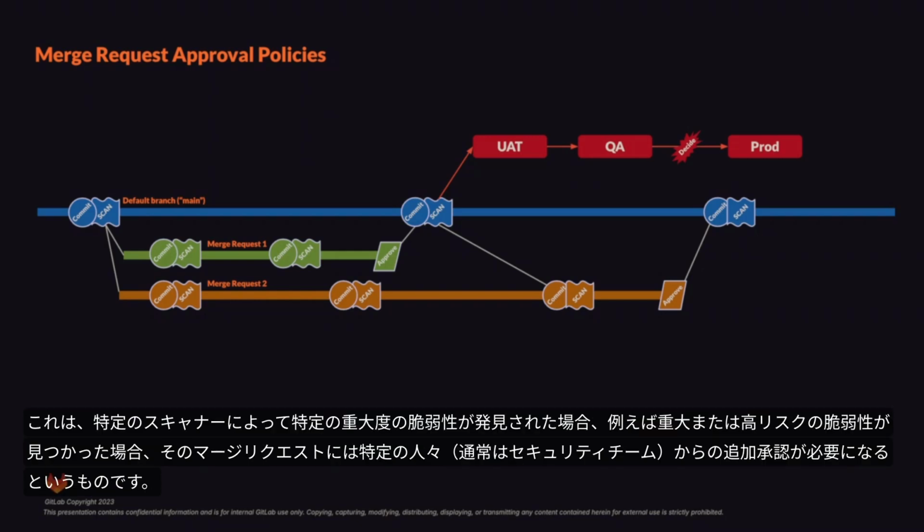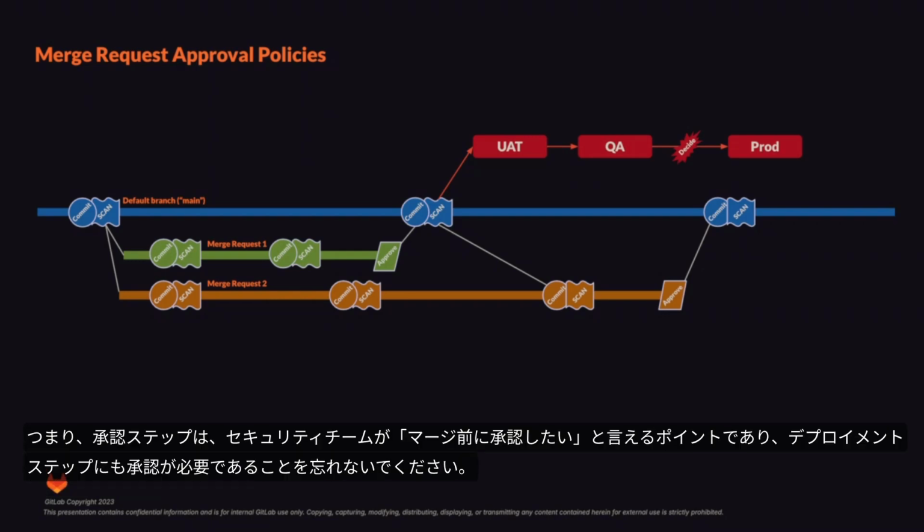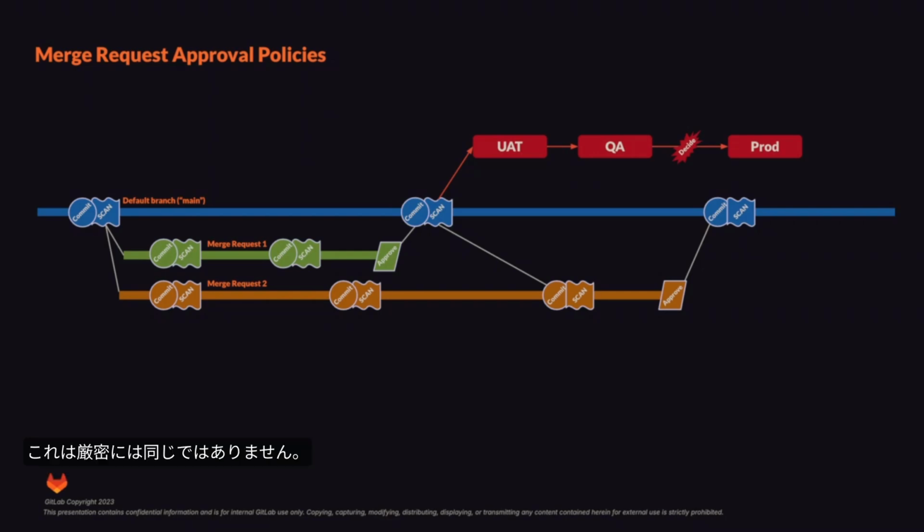But with scanning, you have this specific kind of merge request approval policy that says if certain severities of vulnerability are found by certain scanners, anything that's critical or high, for example, severity, then that merge request requires additional approval from specific people, typically the security team. So the approval step is the point where the security team can say, I want to approve this before it gets merged.